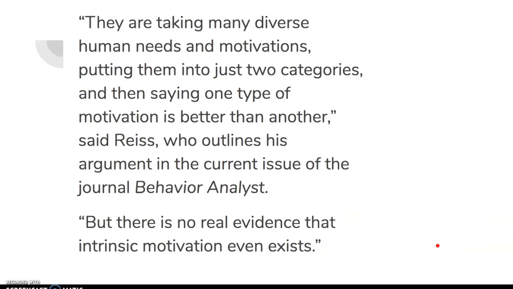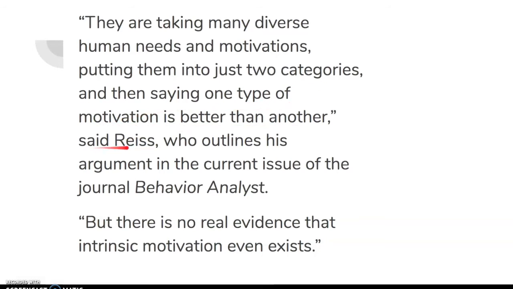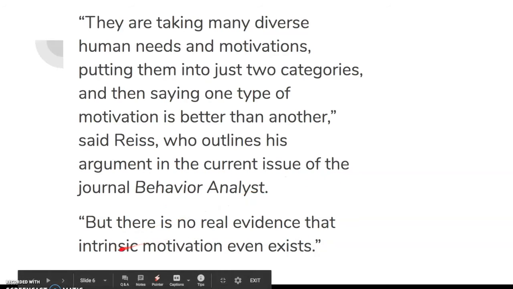They are taking many diverse human needs and motivations, putting them into just two categories, and then saying one type of motivation is better than another, said Rice, who outlines his argument in the current issue of the journal Behavior Analyst. But there's no real evidence that intrinsic motivation even exists. Okay, let's break this section down.